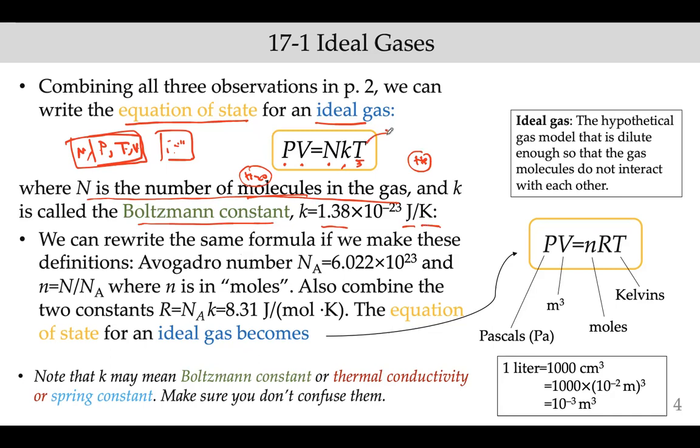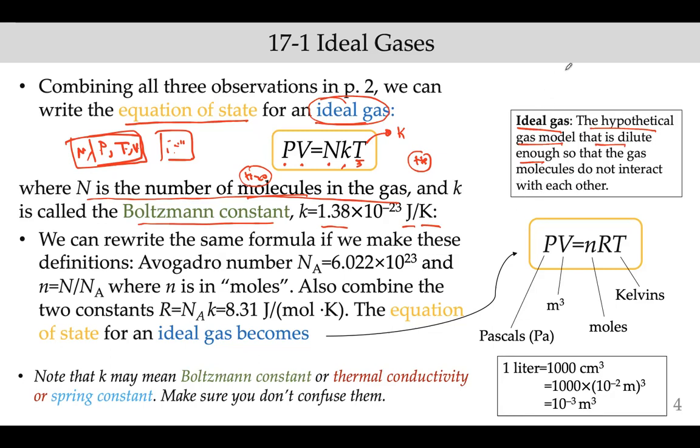And T, the temperature, should be in kelvins as well. Now, what does that ideal gas mean? Why do we call it ideal gas, but not just gas? Well, ideal gas is a hypothetical gas model. In reality, it's a little bit different, but this is a good model of reality. It's a model that is dilute enough. Dilute enough means it's not very dense, so that the gas molecules do not interact with each other.